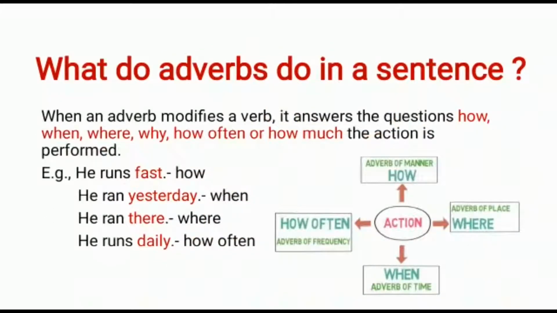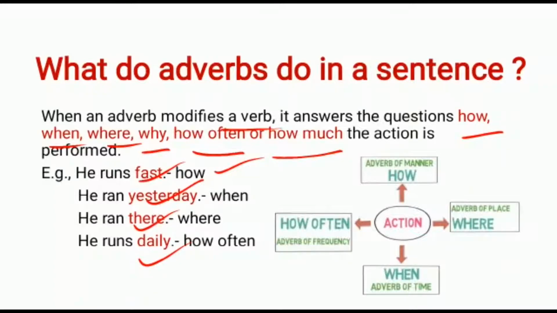Now let us understand what adverbs do in a sentence. That is the function of adverbs. When an adverb modifies any verb, it answers the question how, when, where, why, how often or how much the action is performed. You can see in all these examples how the adverbs fast, yesterday, there, daily answer the questions how he runs, when did he run, where did he run, and how often he runs.